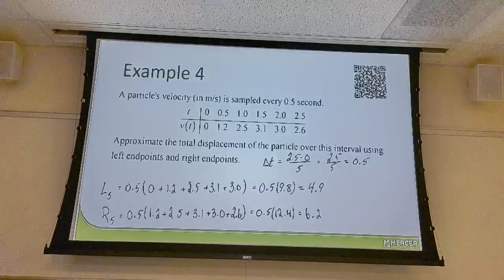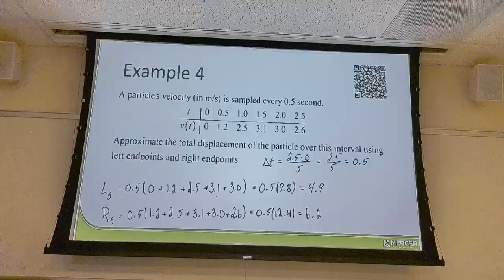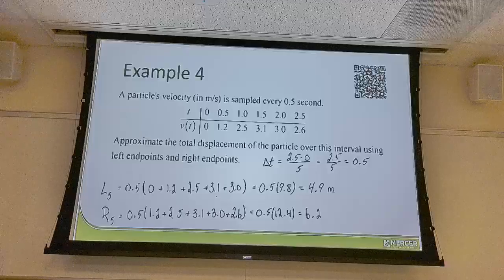Oh, but I missed something. What should the units be? Meters.